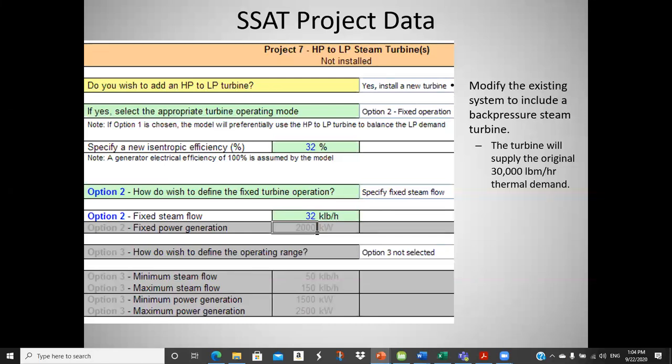Okay. Select a mode. Well, fixed operation. I'm going to tell it how much steam is going through there, and then it's going to put that much steam through there. Well, what's the isentropic efficiency? Oh, 32%. That's actually a hard question if you don't really know. You have to go to a manufacturer and give them your conditions, and they will tell you what isentropic efficiency their turbine has. And two different vendors may have a different answer. So anyway, the fixed steam flow, there's my 32,000 pounds an hour.